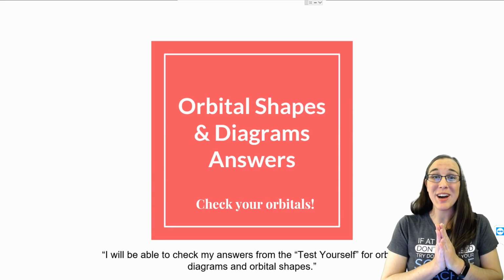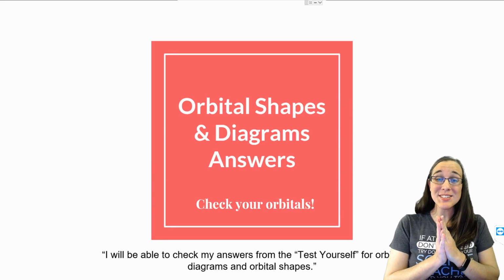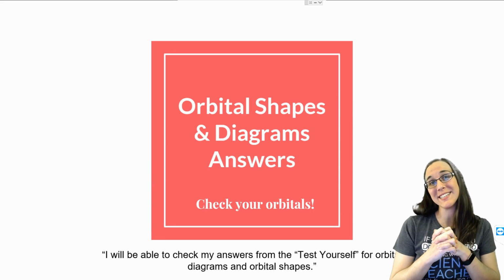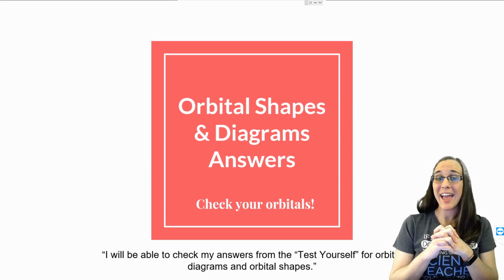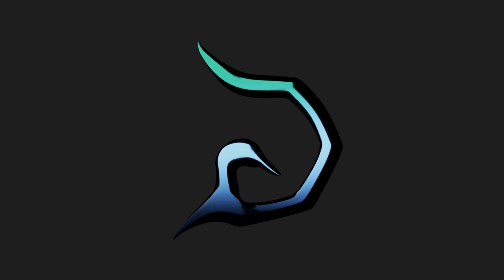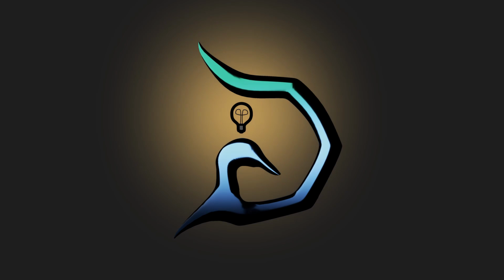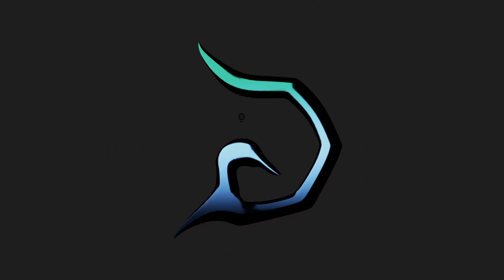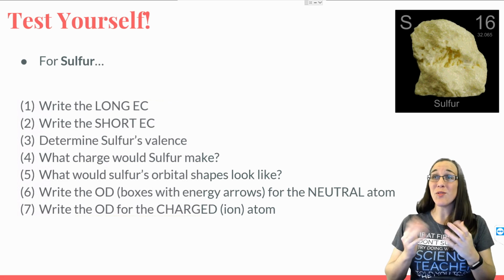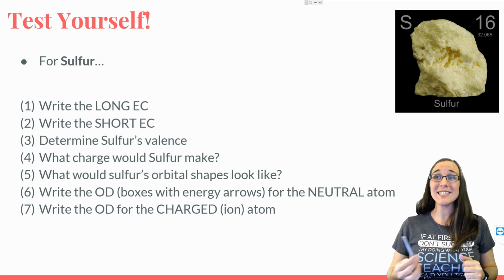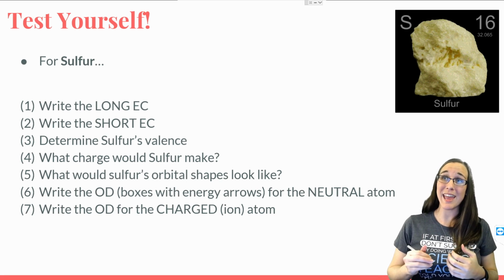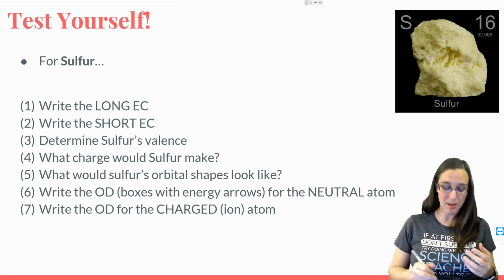All right, let's see if you got those answers correct on the last Test Yourself from the Orbital Shapes and Diagrams video, and hopefully you did get them right. The Test Yourself was about sulfur, and there were quite a few parts to this, so let's take our time and go through the answers for each one of these subpoints.